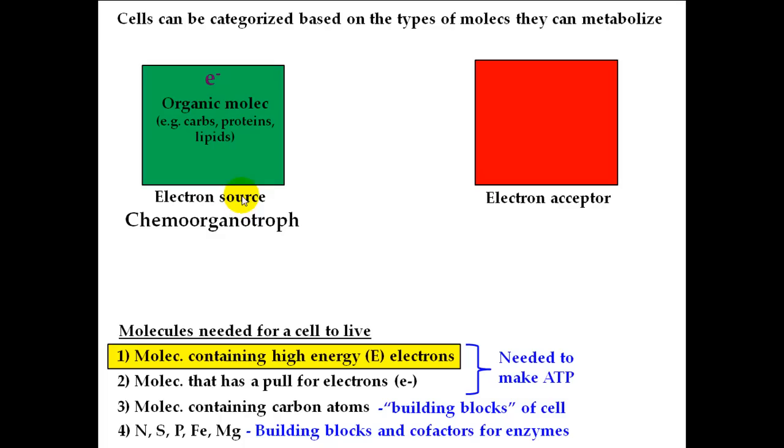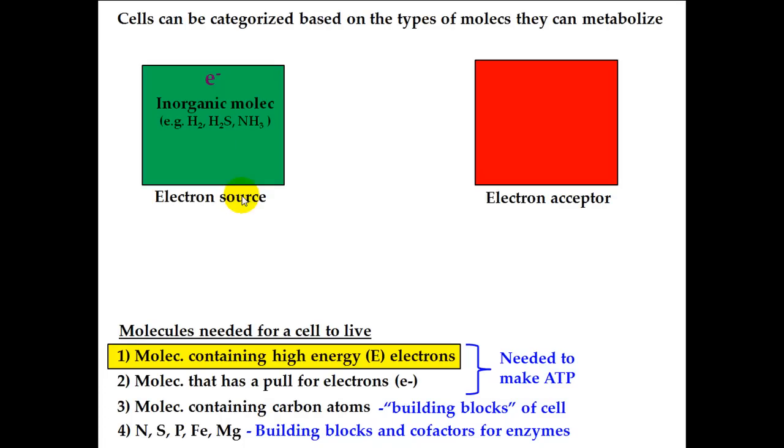There are other cells that use inorganic molecules as their electron source. And here are some examples of inorganic molecules that are commonly used by these types of cells as electron sources. By definition, a cell that uses an inorganic molecule as its electron source is called a chemolithotroph. If you break the term down, it makes sense. Chemo tells you that these cells use some sort of chemical compound as their electron source. Litho refers to rock, and rocks are inorganic. And troph means to feed on something. So these cells are feeding on these types of molecules and using them as their electron source.